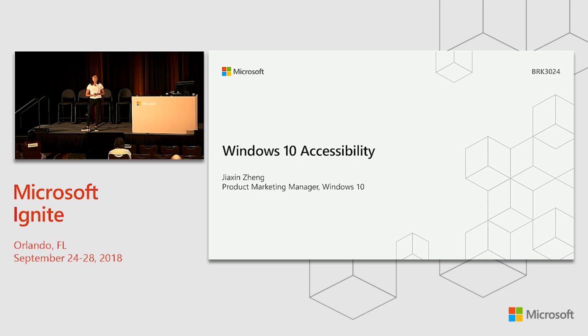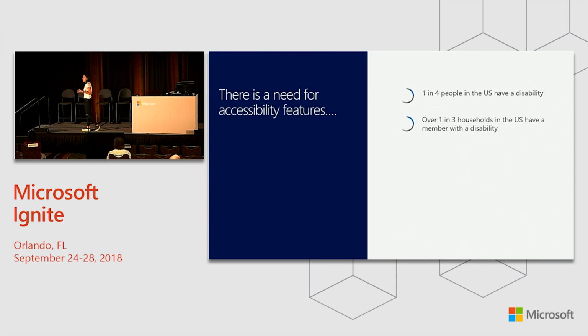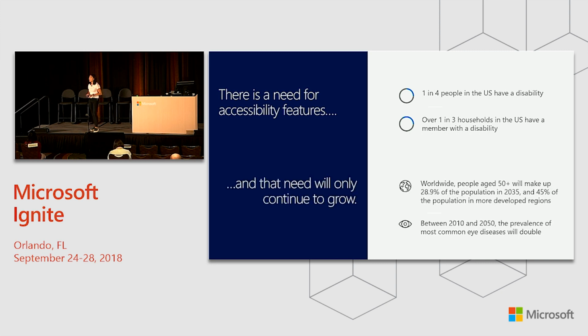I assume you guys are here today because you're interested in accessibility in some regard. And I'm so glad you are here because there's absolutely a need for accessibility features. 1 in 4 US citizens identify as having a disability, and over 1 in 3 households have a member with a disability. So this is a significant amount of people, not just the people directly impacted by disability, but their communities that they're a part of and the people that they love and the people that they work with. And this need is only going to continue to grow.